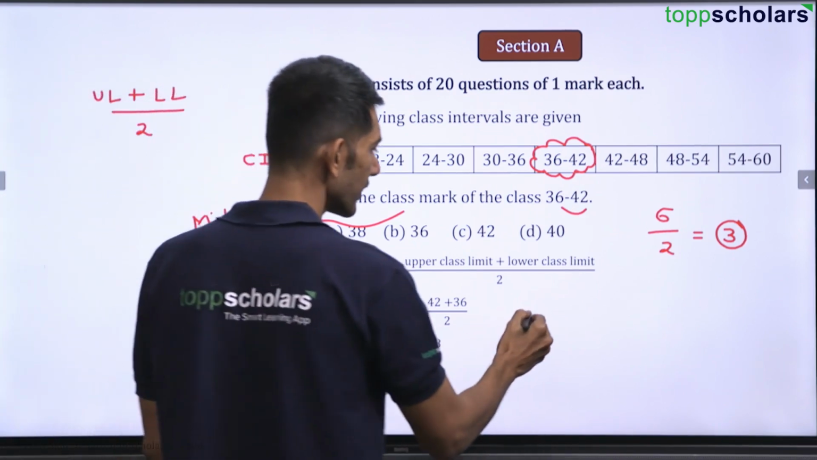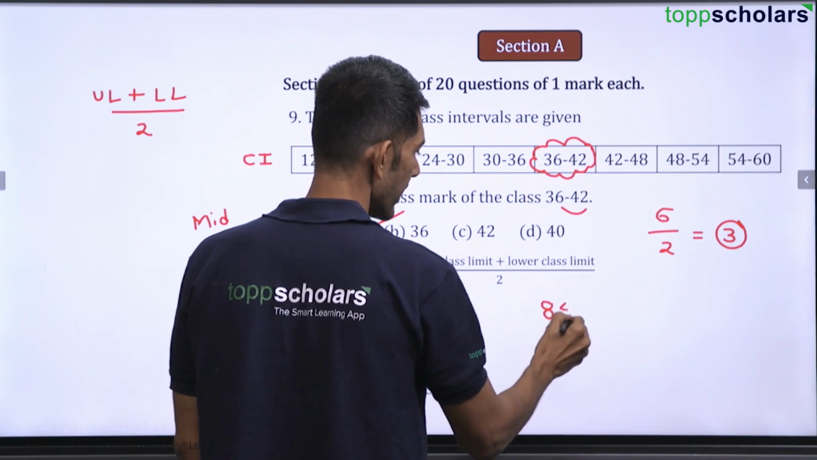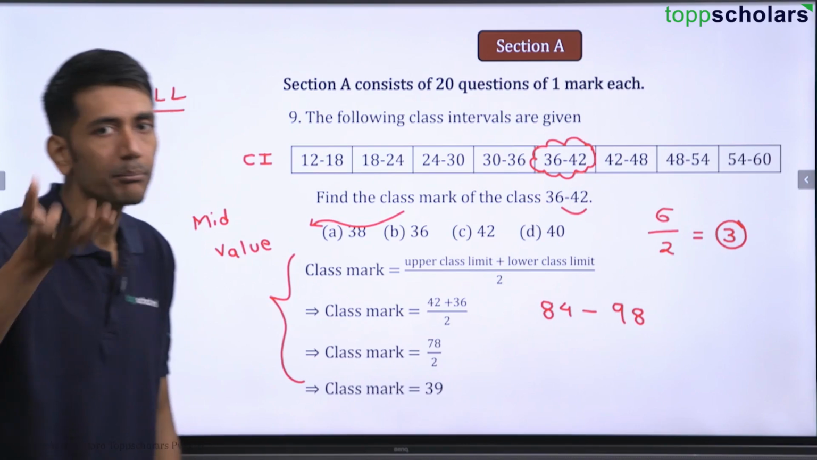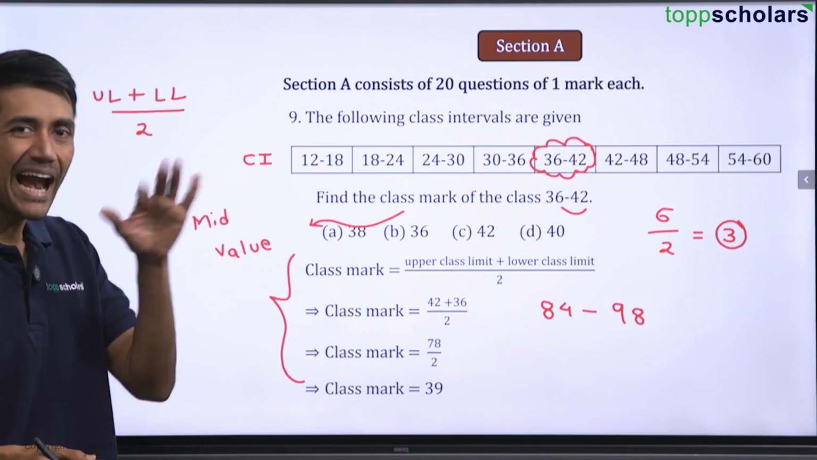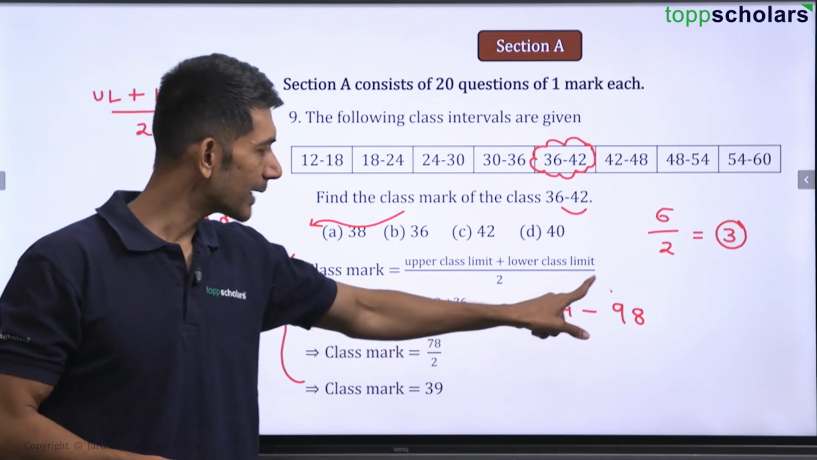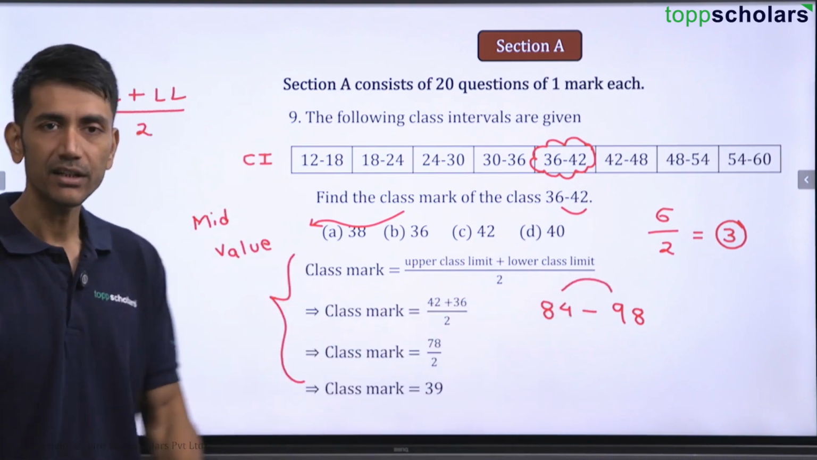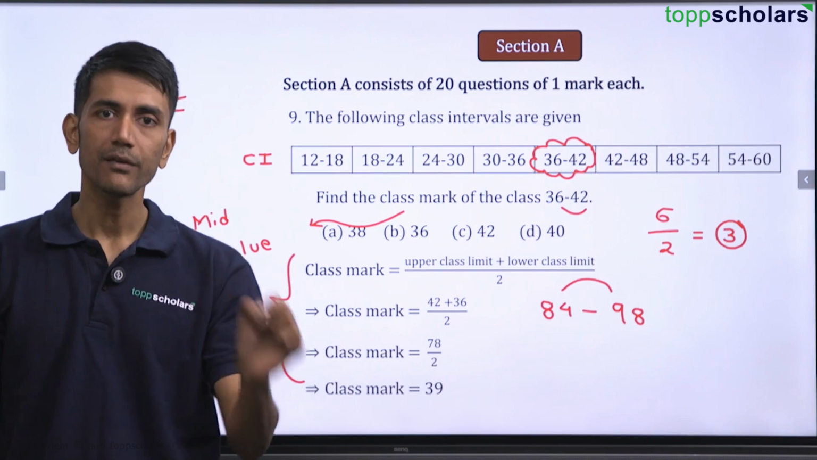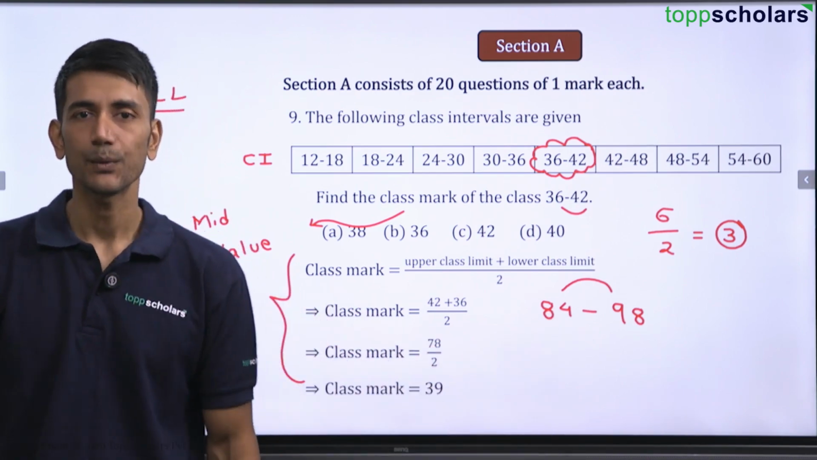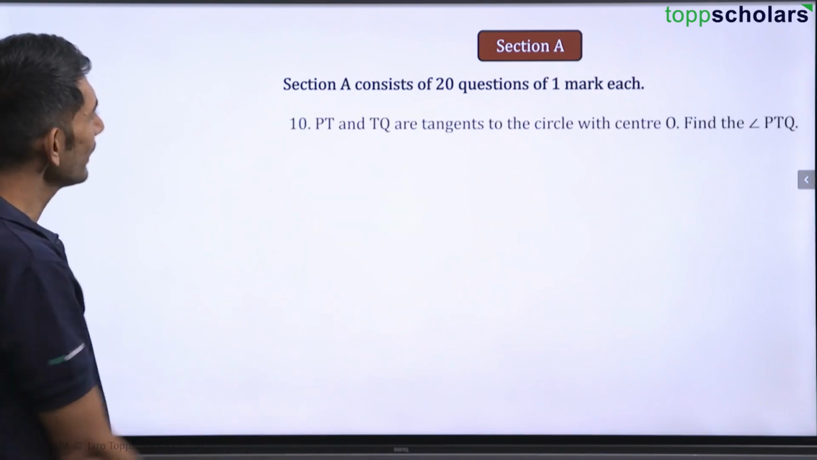So if they give you something like this, 84 and 98, this looks a little bit bigger number, right? So rather than adding and then dividing, because this is MCQ, what you can do is subtract both of them. 98 minus 84 is 14. 14 divided by 2 is 7. Add 84 and 7, the answer is 91. Okay. Now let's have a look at a new question.